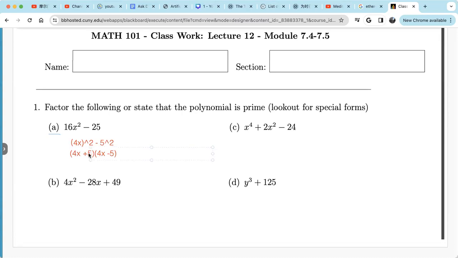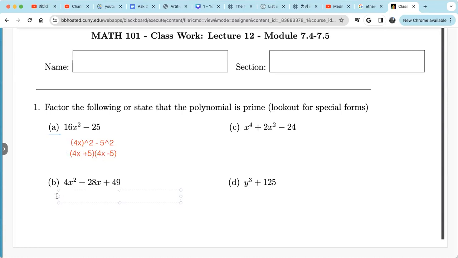Now those two are linear. So 4x plus 5, 4x minus 5. Each one is a linear factor and cannot be factored any further. So that's it. This is our answer.